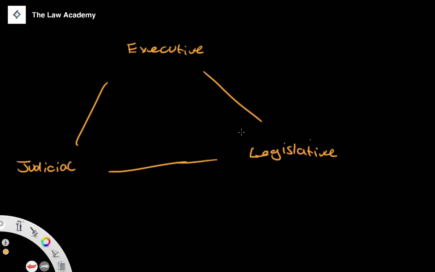So if you are part of the legislature, then you can only be part of the legislature unless you want to, say, resign and move into the executive or the judicial. That's the first concept. The second concept relates to the power of the institutions themselves.